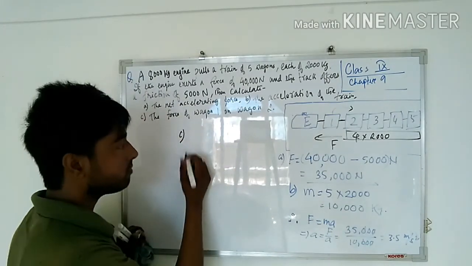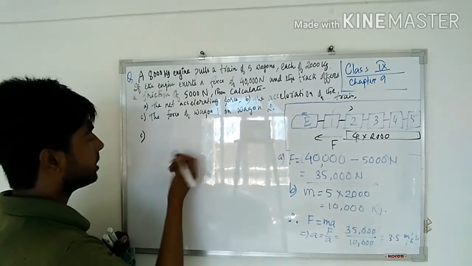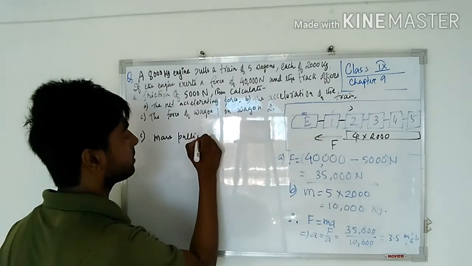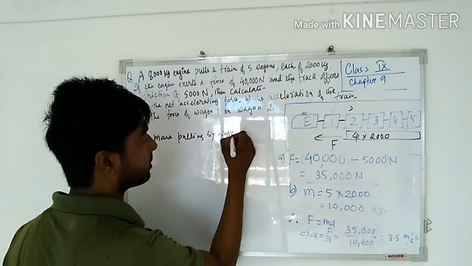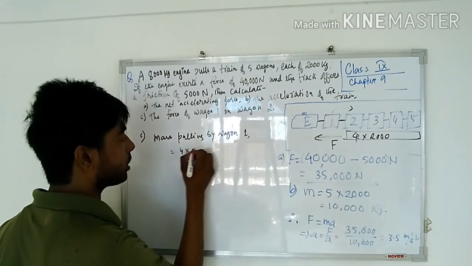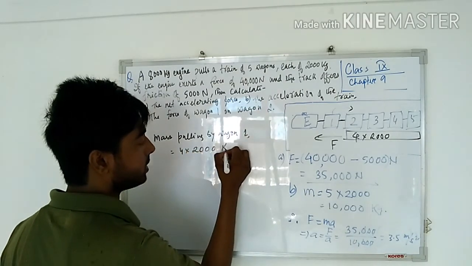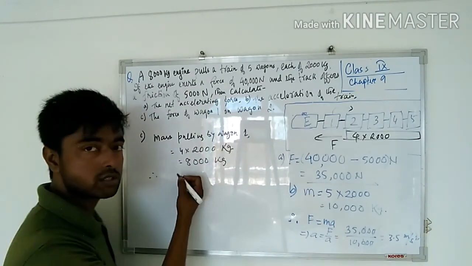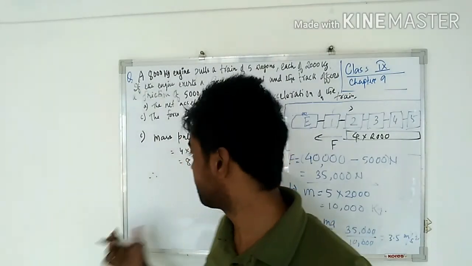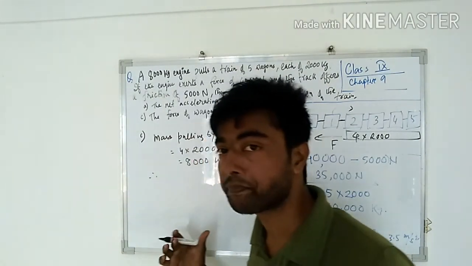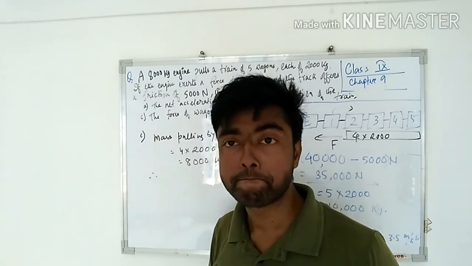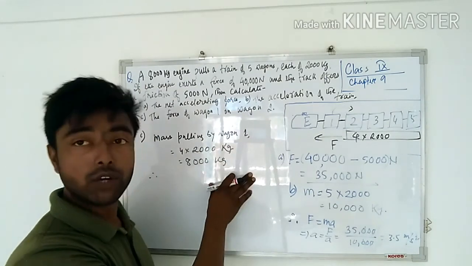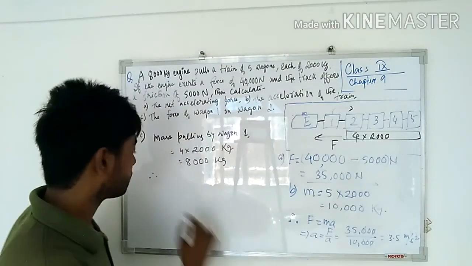Third one. Okay, let me write here. Third one. Here the mass pulling by wagon 1 is equal to 4 into how much? 2000 kg. It's 8000 kg. Therefore force, I'll not write here because I have very less space here. So you see, the mass we have calculated, then the force you have to write.